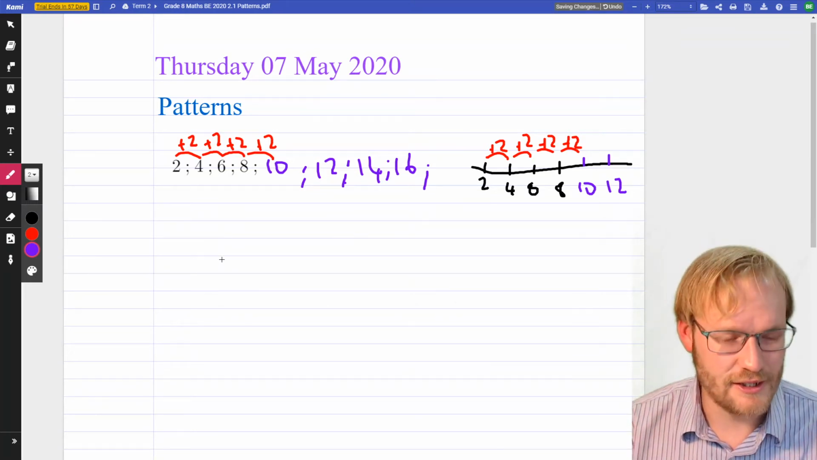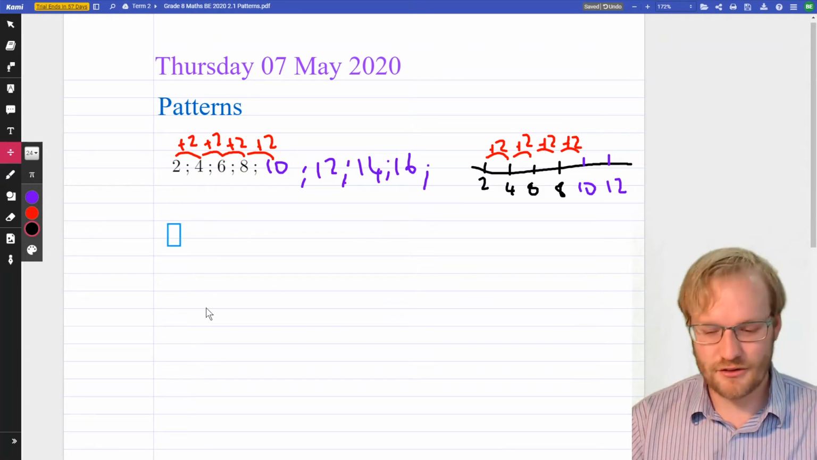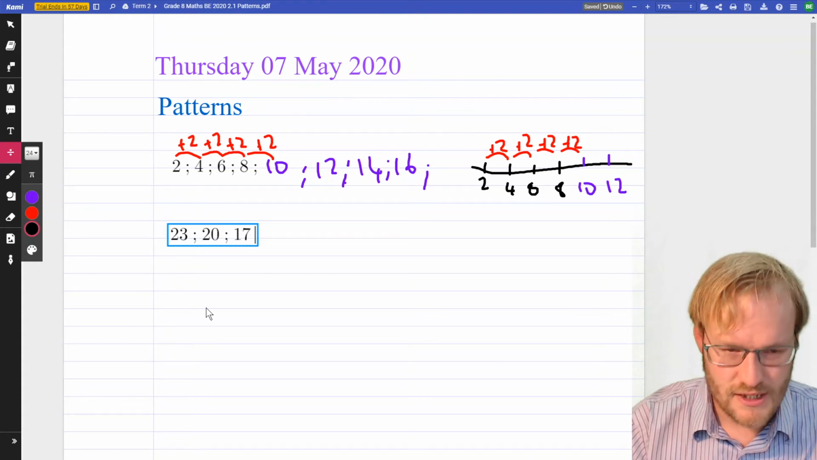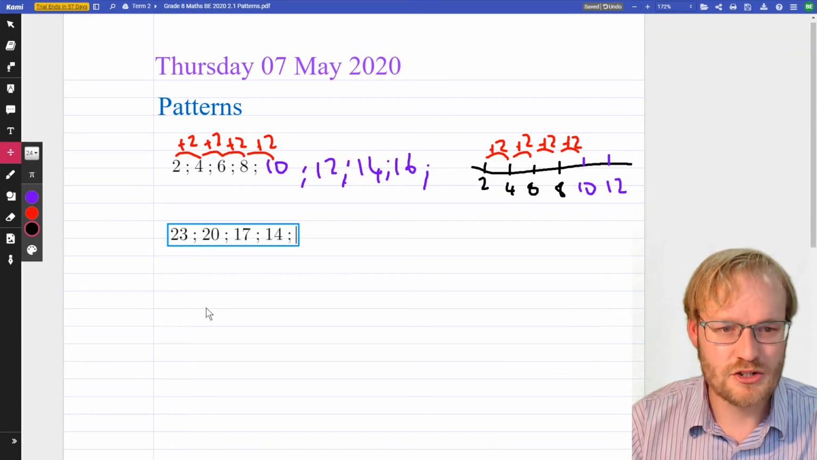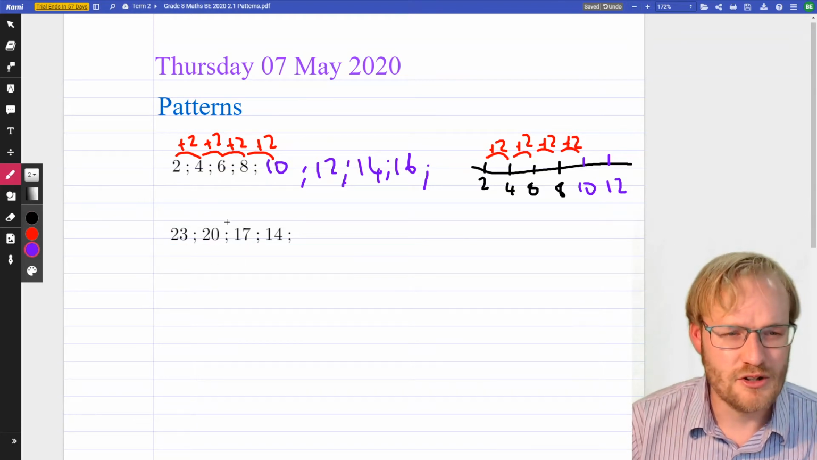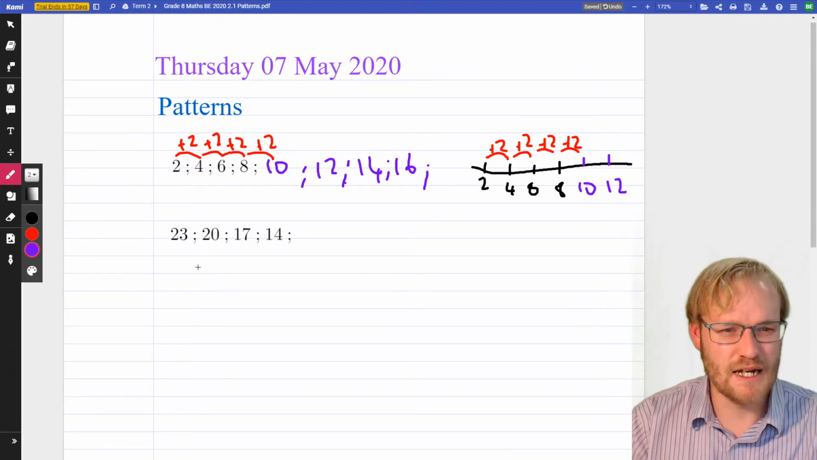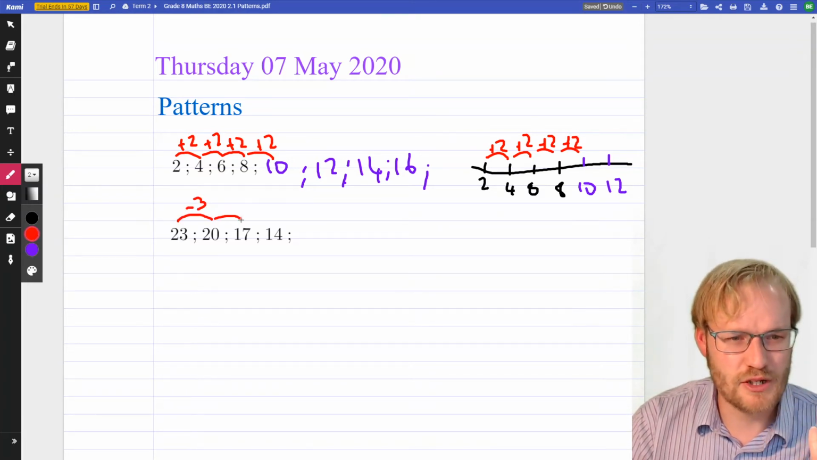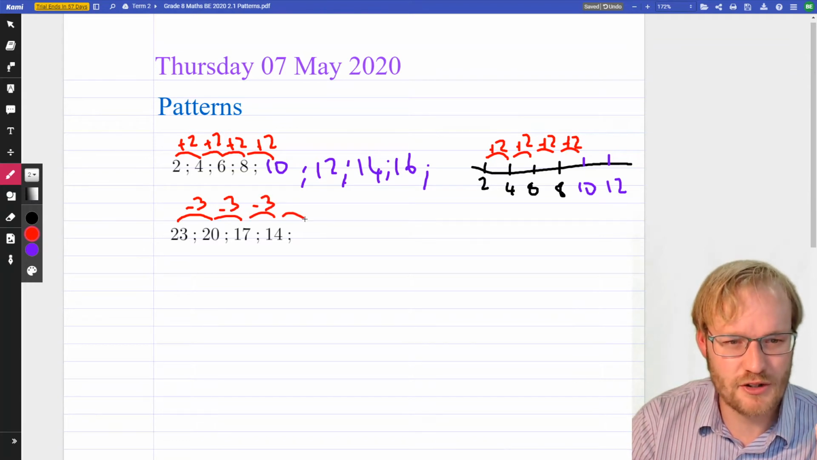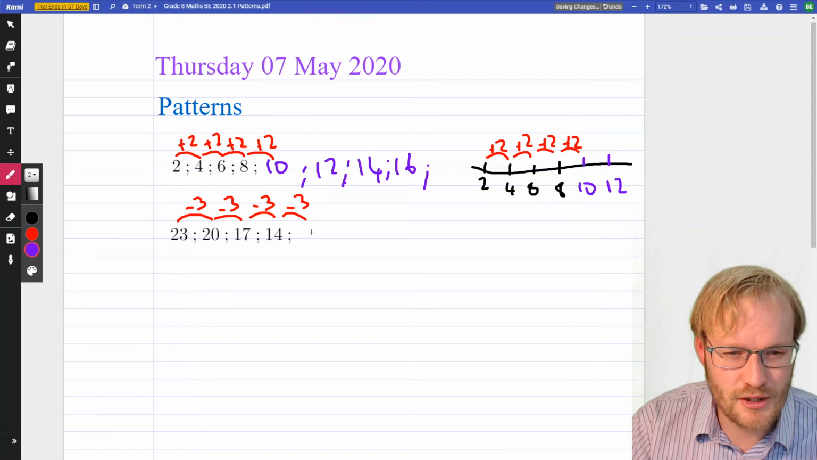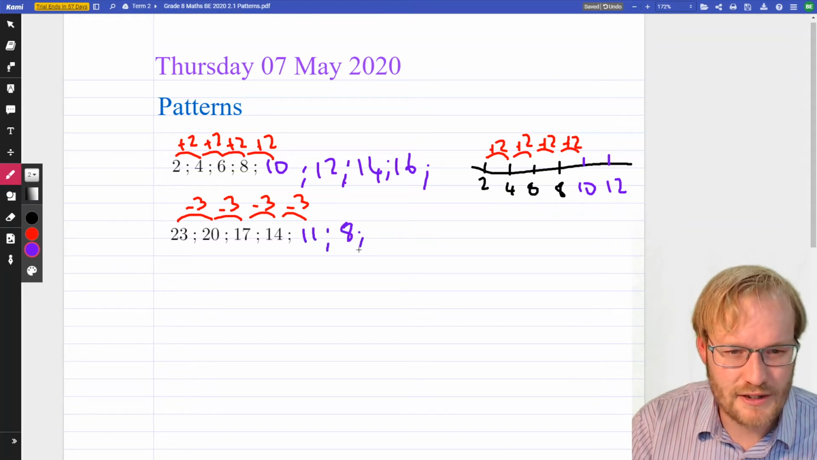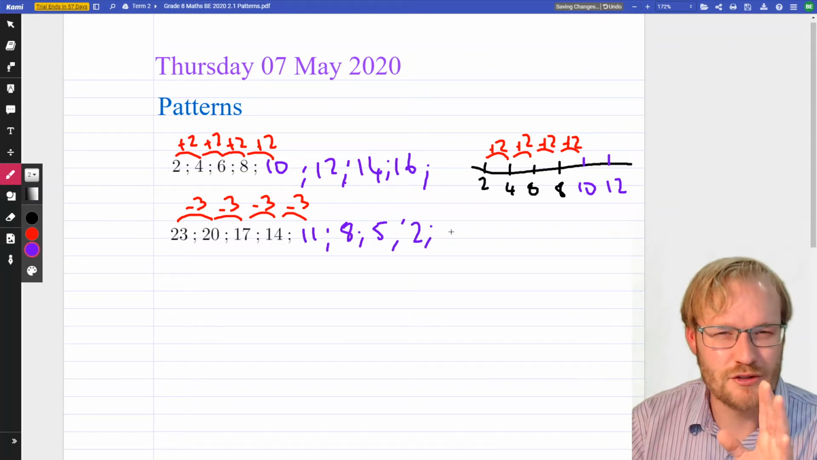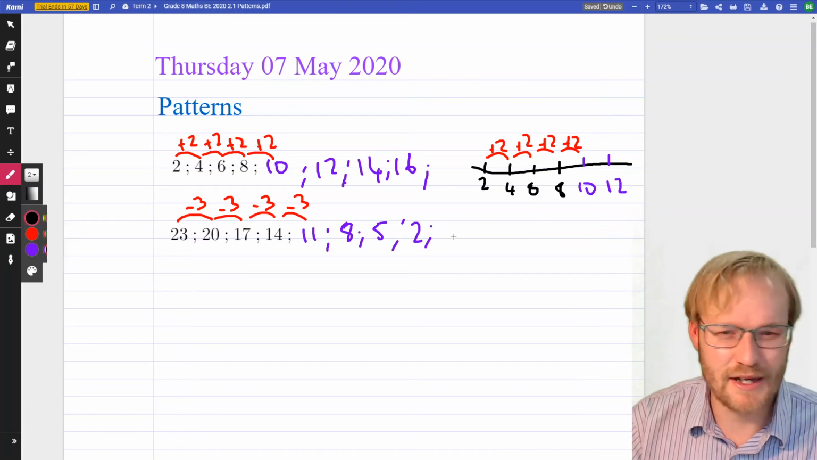So let's consider another pattern. Let's say that you're given the starting point 23, 20, 17, 14, and asked to continue the pattern. So you look here and you go, well, this time it looks like we're going down, so we're subtracting. So from 23 to 20, subtracting 3, subtracting 3, subtracting 3, and so this is going to continue. So we could go, well, that's going to go 11, 8, 5, 2. What's going to happen after 2? Going to need our integers, but let's have our number line handy to look at this.